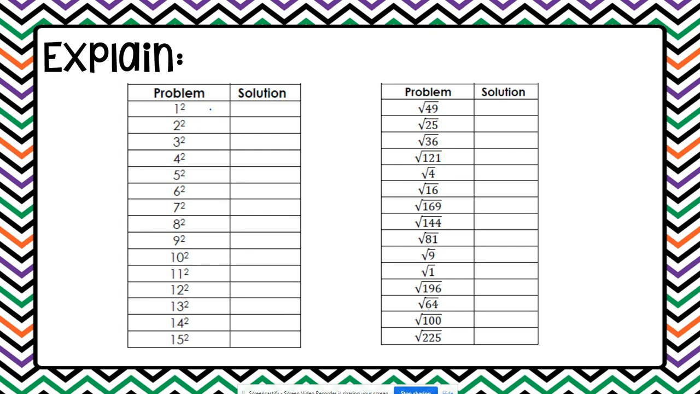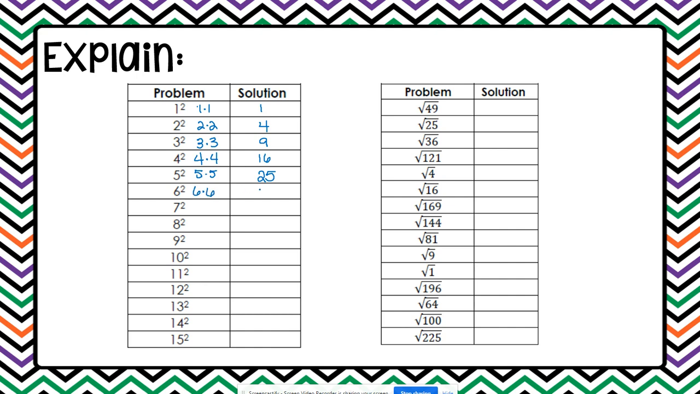Now, when we look at these, we can figure out the solution to these squared problems by just multiplying each of these by itself 2 times. Well, 1 squared really means 1 times 1, and so the solution to that would be 1. 2 squared means 2 times 2, and that solution is 4. 3 squared is 3 times 3, so the solution is 9. 4 squared is 4 times 4, so the solution is 16. 5 squared is 5 times 5, which is 25.